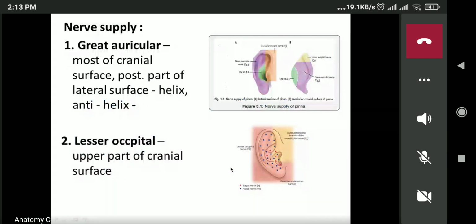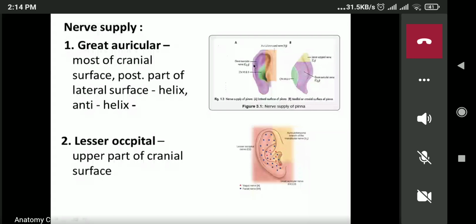Now coming to the nerve supply. Till now you know the different parts of the auricle and the two surfaces of the auricle. Here you can see, this irregular one is the lateral surface and this is the cranial surface of the auricle. Now come to the nerve supply. It is supplied by the great auricular nerve, the lesser occipital nerve, the auriculotemporal nerve, and the auricular branch of the vagus nerve.